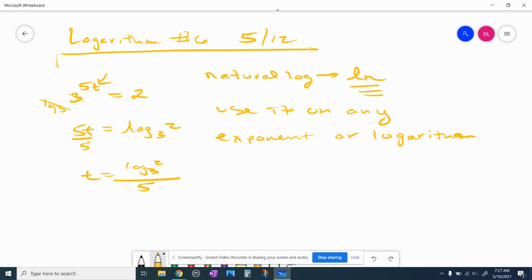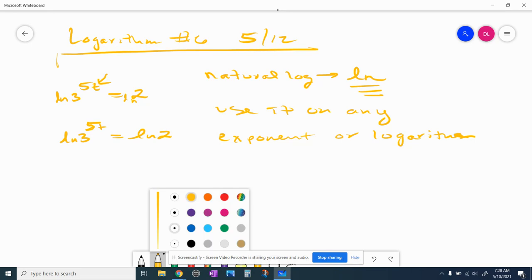But if I look at something like that, and I go backwards here, and I come back to where I was, and I still want to solve for t, this is what I like about the natural log. I'm just going to take the natural log of both sides. So I get the natural log of 3 to the 5t equals the natural log of 2. So the problem kind of cleans itself up. There's no subscript. There's no anything.